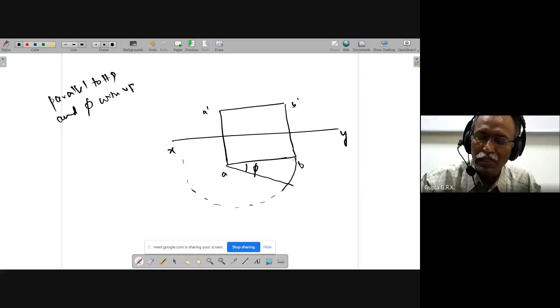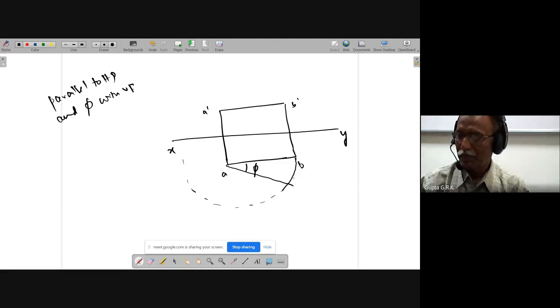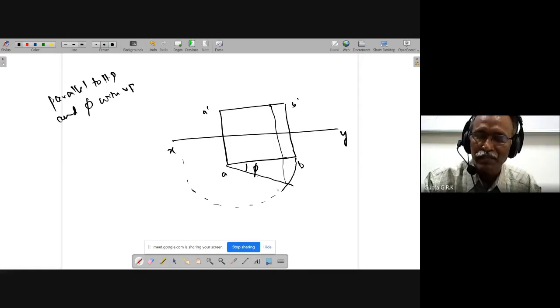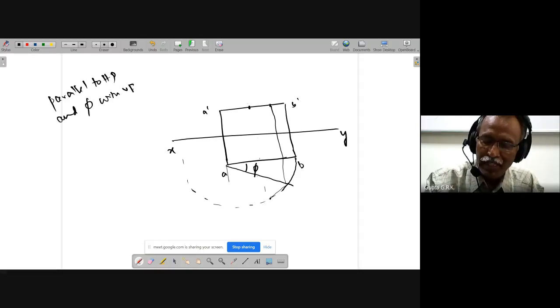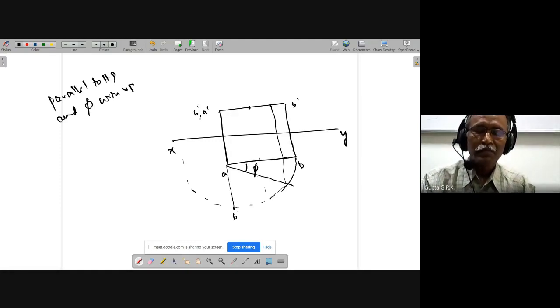And as it is rotating, if this is the new position of B, the new position of B dash will be here if phi is given like this. If phi is increased, the B dash moves like this. If phi is 90, this comes here, and here I have to write B dash comma A dash.